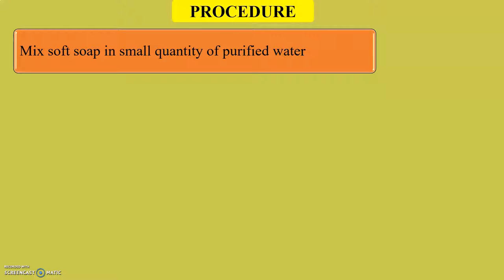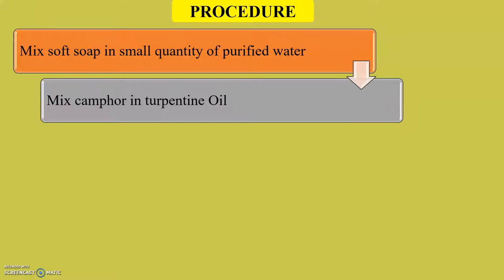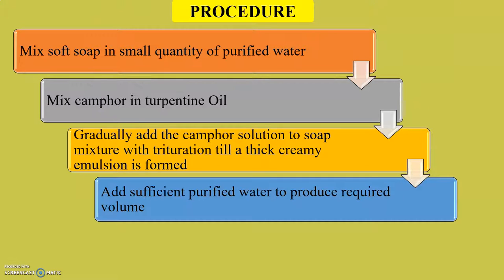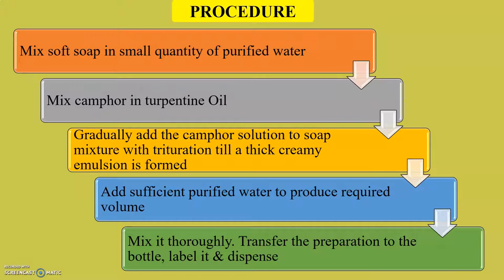Now, let us see the procedure to prepare the turpentine liniment. First step is to mix the soft soap in a small quantity of purified water in a beaker. Then in another beaker, mix the camphor in turpentine oil. The next step is to gradually add the camphor solution to the soap mixture with trituration till a thick creamy emulsion is formed. The next step is to add sufficient purified water to produce the required volume. And finally, mix it thoroughly and transfer the preparation to the bottle, label the bottle and dispense.